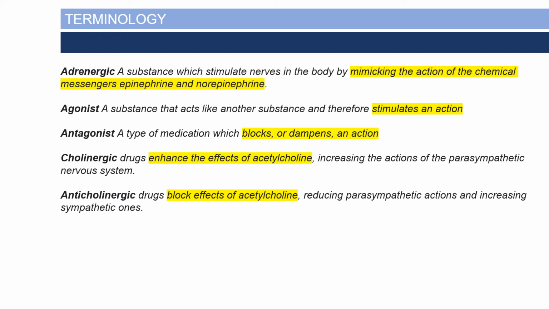So an anticholinergic drug blocks the effect of acetylcholine, reducing parasympathetic actions and increasing sympathetic ones. The first drug that you should consider is ipratropium. It's an anticholinergic. And the other is atropine. Atropine speeds up the heart rate, not by triggering the sympathetic response, but by blunting or blocking the effects of acetylcholine or blocking the effect of a parasympathetic response.